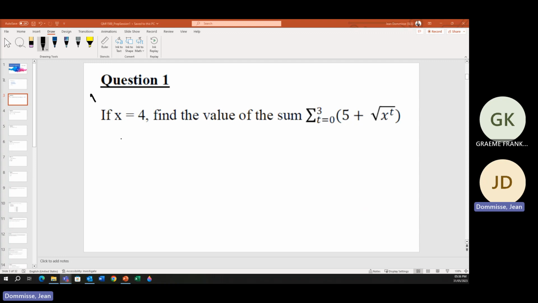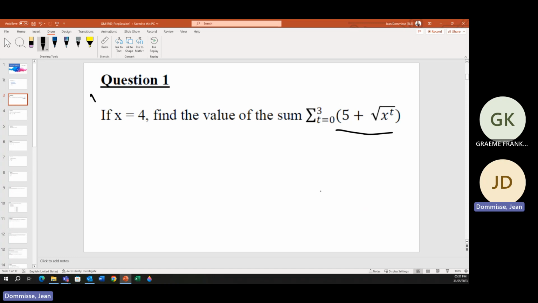Yeah, so basically just a random number of questions. So let's start with this one. In here you can see we get a definition equation that we're working with, and they give us then things that we need to work out. So if x is equal to 4, find the value of the sum from t equal to 0 to t equal to 3.